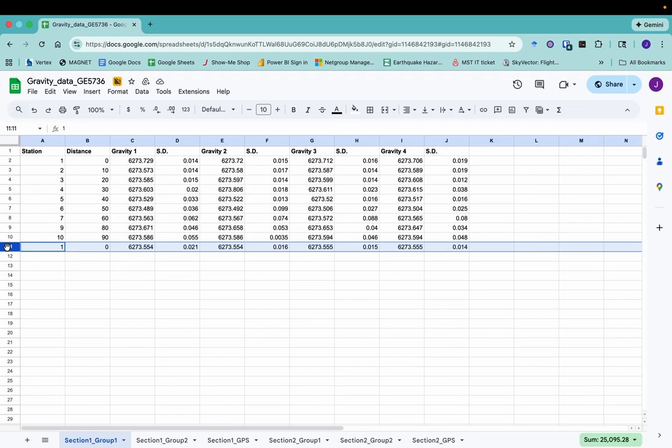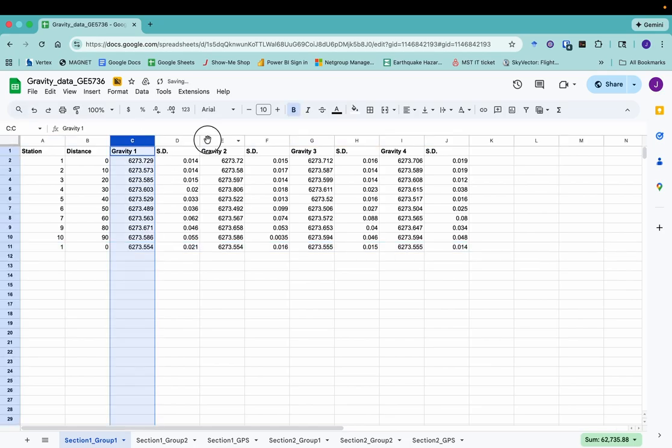And so what we want to do now is, each time the gravimeter measures gravity, it's going to take 4 separate measurements. And you can see this here as gravity 1, gravity 2, gravity 3, and gravity 4. So our station number is here, and then each one of these gravity columns is a measurement that was made by the gravimeter at that particular station during one data occupation. And then with each measurement is also a standard deviation. So this standard deviation is given by the instrument.